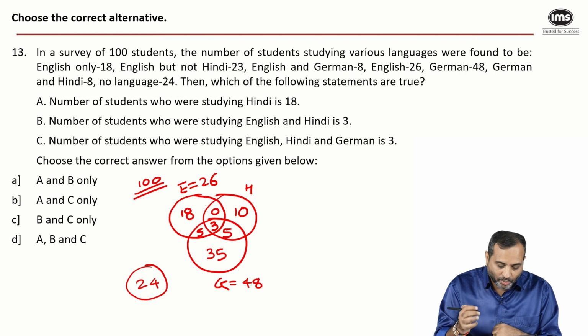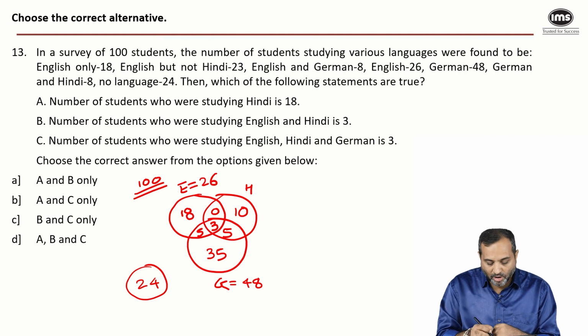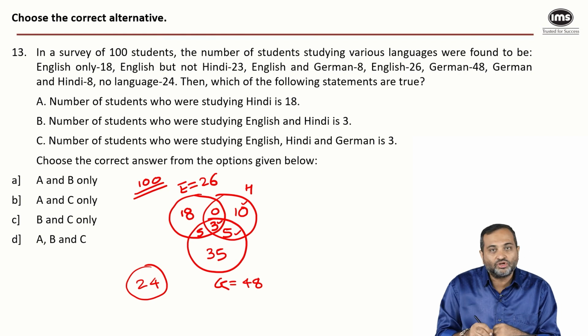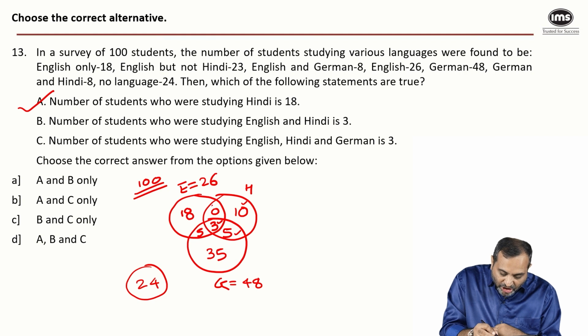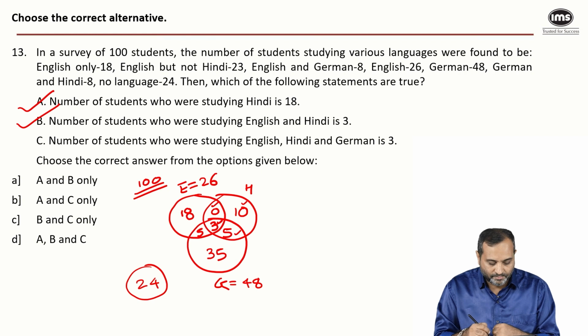Now let's look at what the question is asking. Which of the following statements are true? Number of students who are studying Hindi is this 10, this 5 and this 3. So that makes it 18. So yes, my first statement is true. Number of students who are studying English and Hindi is 3. Do you see English and Hindi is this 0 and this 3. So correct. Second is also true.